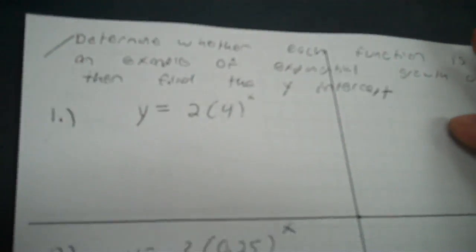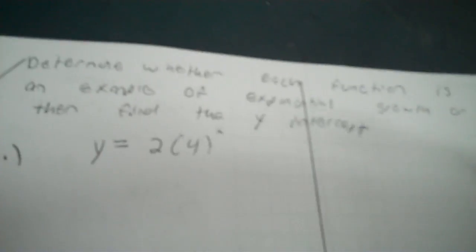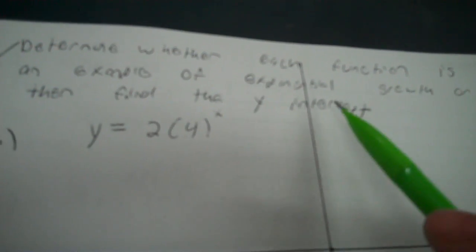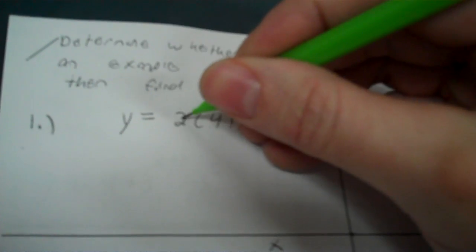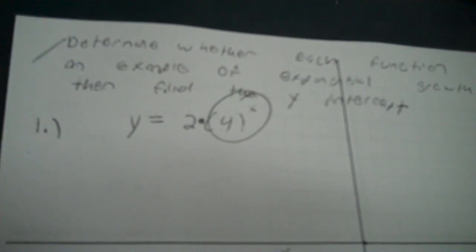Okay, this standard review. Now we're through this standard. We pretty much covered it nook and cranny. Determine whether each function is an example of exponential growth or decay, then find the y-intercept. This is your starting number, and then you're multiplying by 4 to the x power. 4 is bigger than 1. It's a growth.